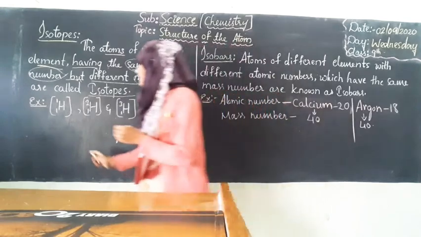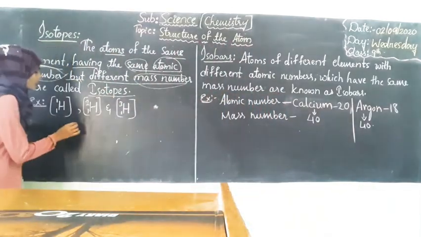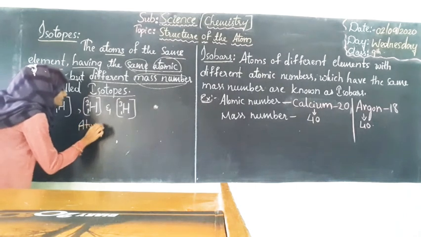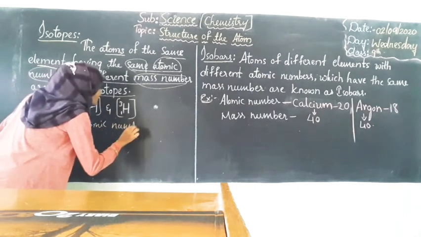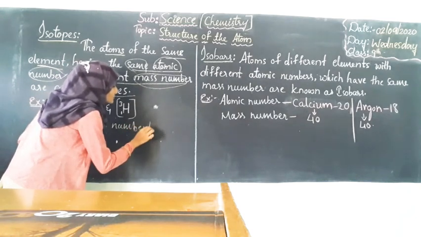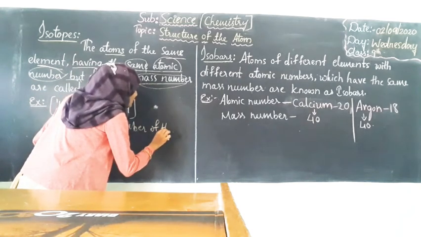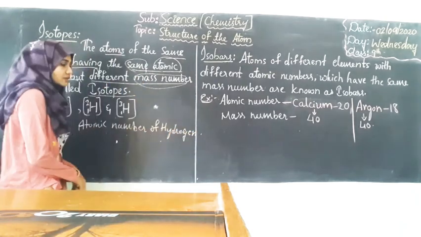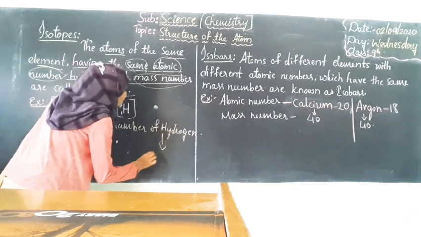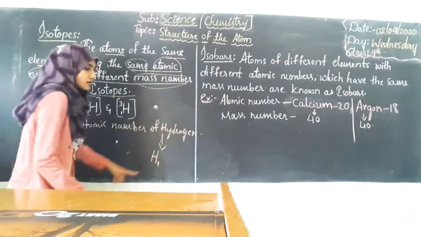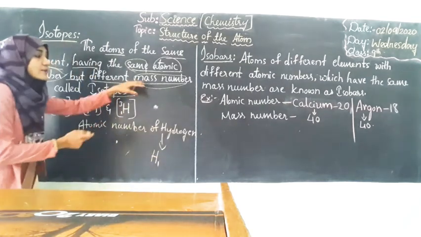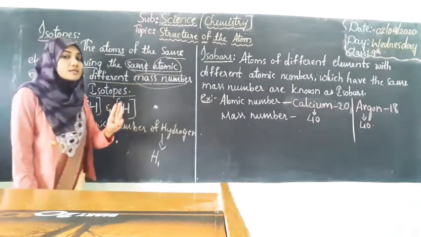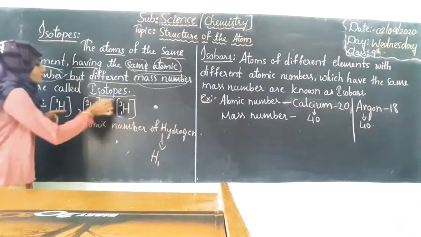For example, hydrogen. You know the atomic number of hydrogen is 1. Hydrogen is the first element of the periodic table, right? So the atomic number of hydrogen is 1, but its atomic mass number is different. Hydrogen has 3 different mass numbers, that is, 1, 2, 3.